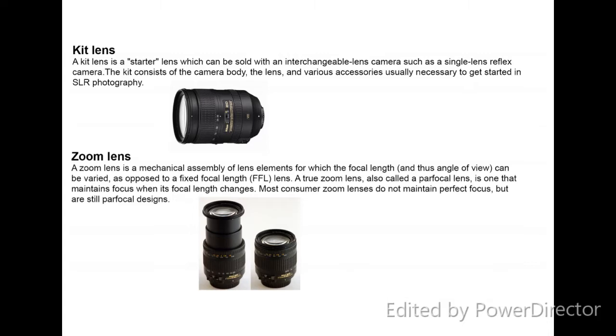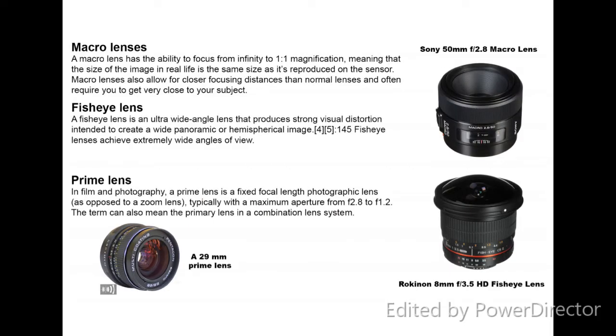And next is the macro lens. A macro lens has the ability to focus from infinity to 1:1 magnification, meaning that the size of the image in real life is the same size as it is reproduced on the sensor. Macro lenses also allow for closer focusing distance than normal lenses and often require you to get very close to your subject.